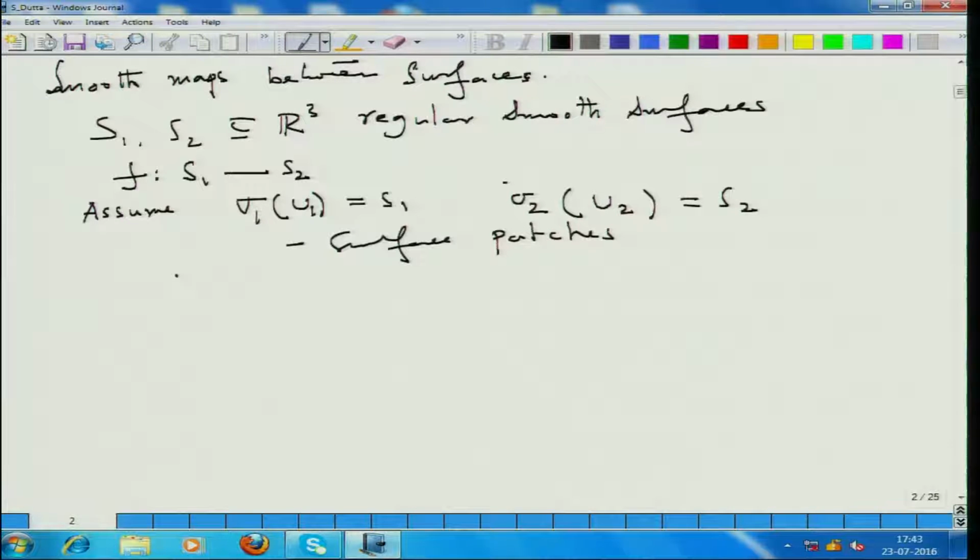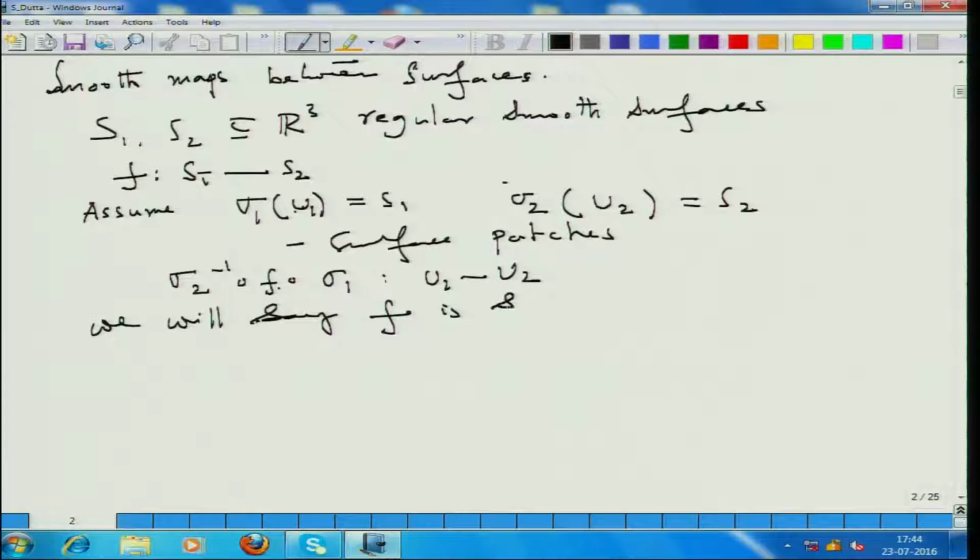Then I have a map sigma 2 inverse compose F compose sigma 1. Sigma 1 takes U1 to S1, F takes S1 to S2, sigma 2 inverse takes S2 to U2. So, this is from U1 to U2. So, we will say F is smooth if this map is smooth.